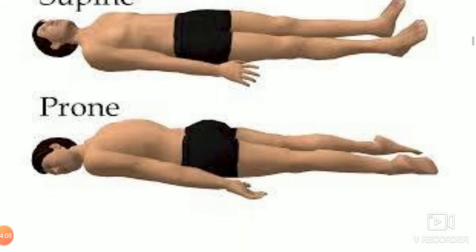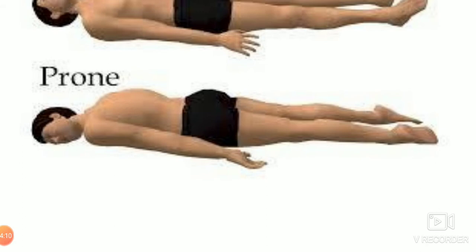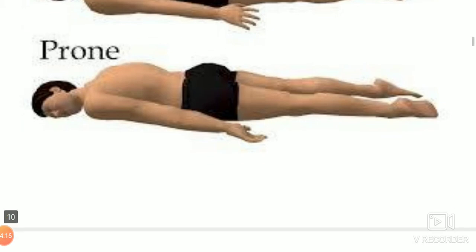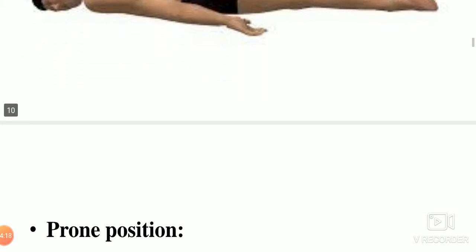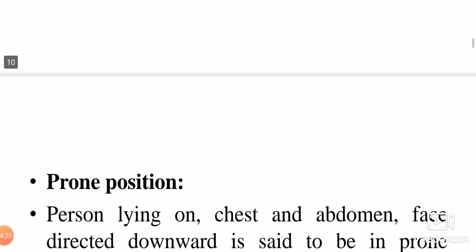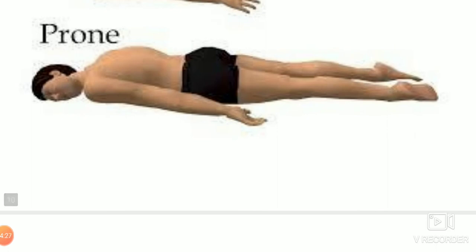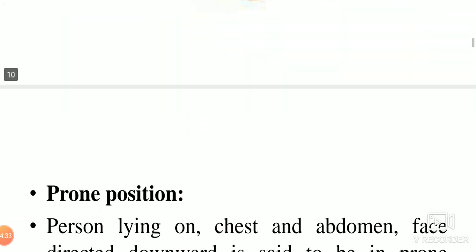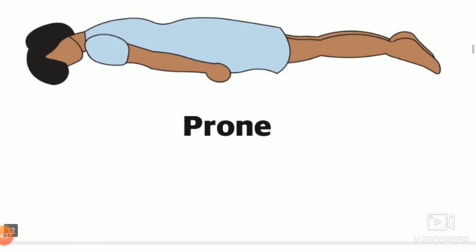Now in prone position, as you can see, the person lies on the chest and abdomen, face directed downward, and feet together. A person lying on the chest and abdomen with face directed downward is said to be in prone position. Here in the diagram you can see prone position, lying on the chest, abdomen, face directed downward. It is termed as prone position.